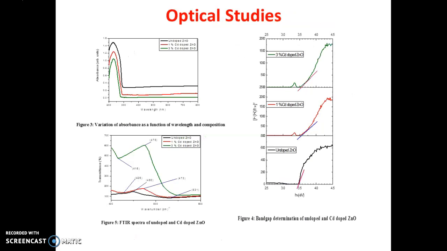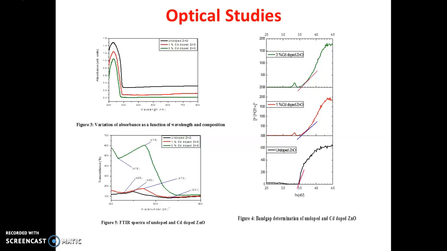UV-visible studies are conducted with the intent of measuring the optical band gap of nanocrystals. It is found from figure 3 that there is a sharp increase in the absorbance of wavelengths below 300 nanometer, and it is due to the interband transitions at the fundamental edge. The decrease in absorbance with Cd doping indicates broadening of the band gap.